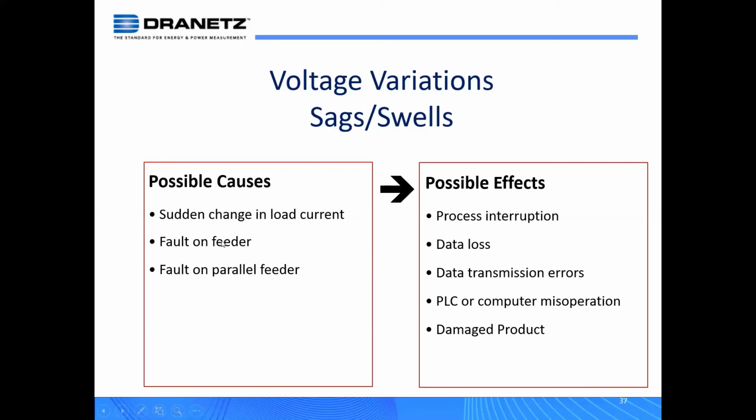So you could have a fault on a feeder, a fault on a parallel feeder. This is kind of what we saw before in our hurricane case study, and a whole bunch of other stuff. Loose connections can cause voltage variations and different things like that.